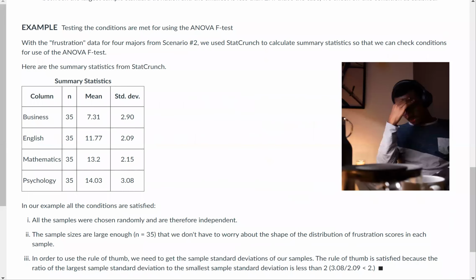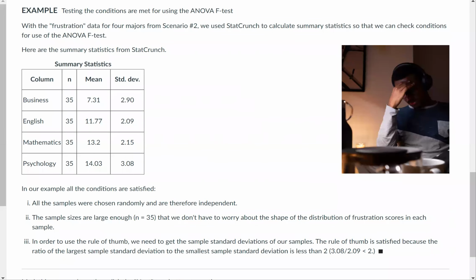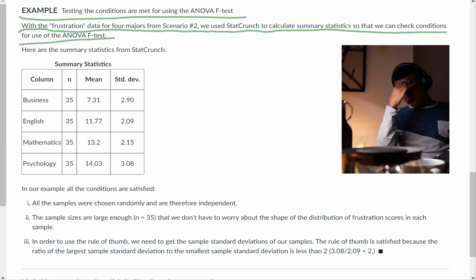We'll test the conditions to see if we can use the ANOVA F test in a specific example here. With the frustration data for 4 majors from scenario 2 on a previous page, we use StatCrunch to calculate the summary statistics so that we can check conditions for use of the ANOVA F test. Here below are the summary statistics from StatCrunch. So we have in the first column your major, in the second column the sample size, which was the same. It was always 35.